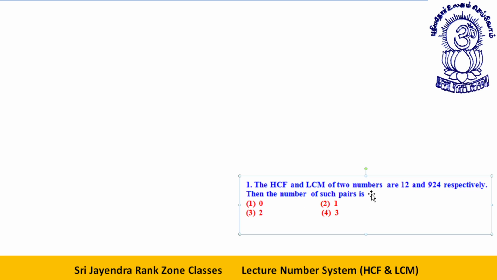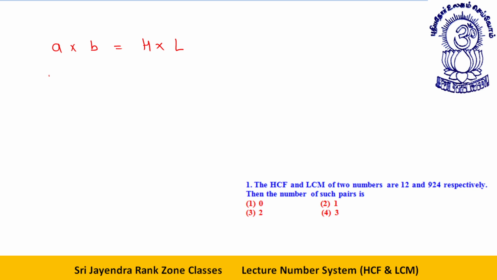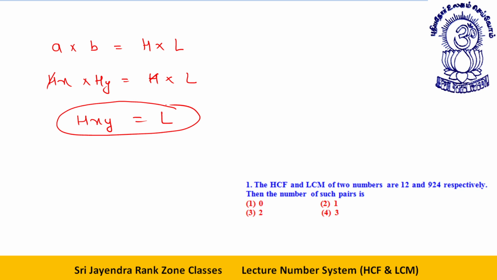The HCF and LCM of two numbers are 12 and 924 respectively. The number of such pairs are? Look, I know the property A into B is equal to H into L. A is HX, B is HY, so H into HXY is equal to H into L. One H cancels. Now we have HXY is equal to L. This is the property which I will be using most of the time.